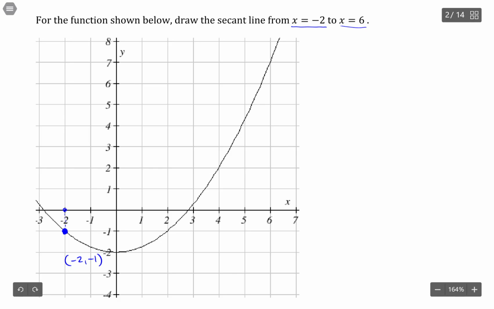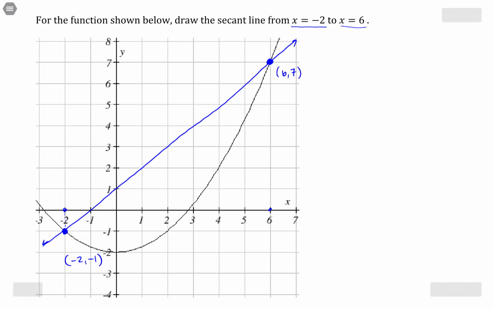And x equals 6. Finding x equals 6 on the x-axis, and then going to the y value that corresponds, that gives me the other point on this, which is (6, 7). And the secant line is the line that connects those values. So I'll do my best to draw a nice line here, but there we go. That's not bad, actually. So that's drawing the secant line, but let's go ahead and find its slope and equation as well.